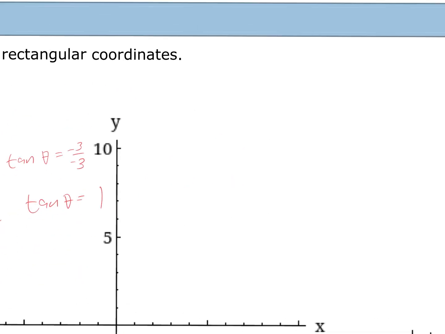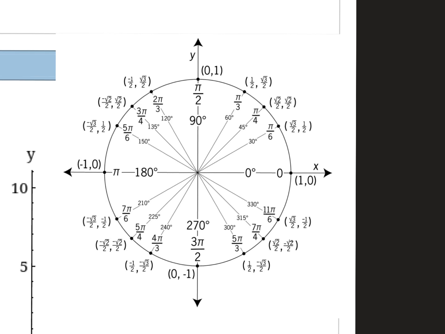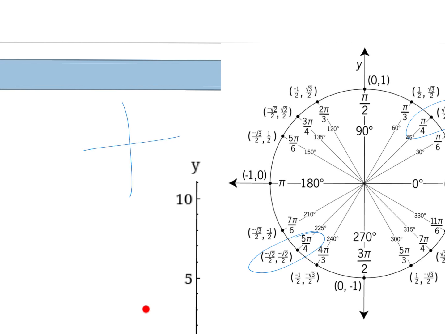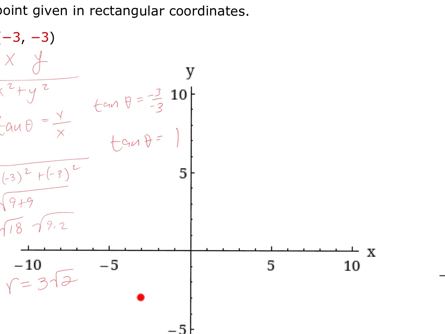Positive 1. Where on my unit circle could I take my y over my x and get a positive 1 value? At pi over 4 and 5 pi over 4. Now again, which one do you choose? Well, our original point was -3, -3. Do you guys agree with me that -3, -3 would be left 3 and down 3? What quadrant are we in? 3. So what angle are they talking about? 5 pi over 4. So your point would be 3 square root of 2, comma, 5 pi over 4.